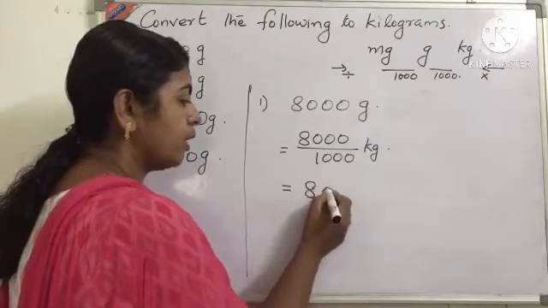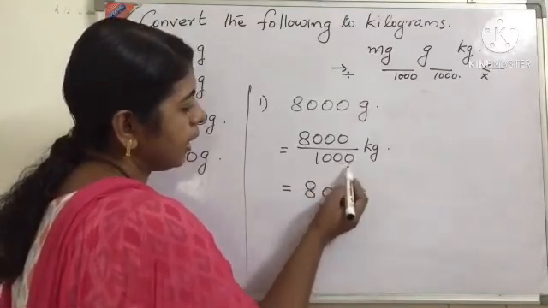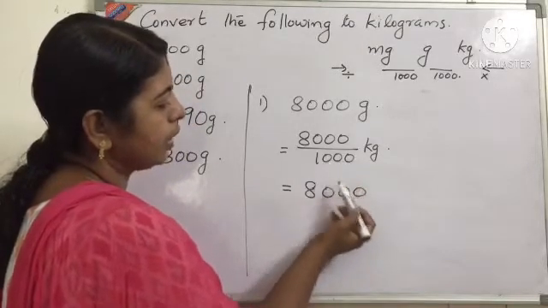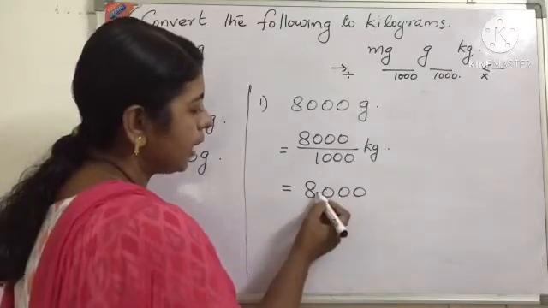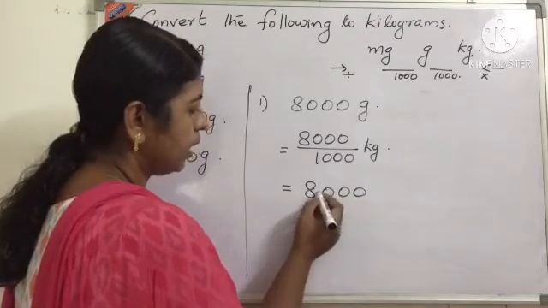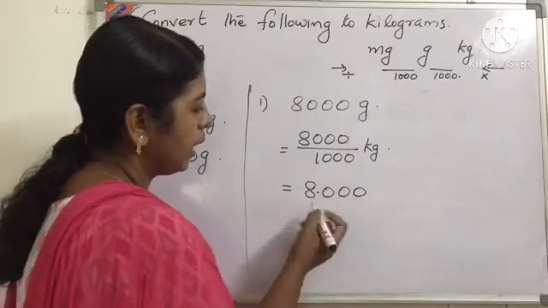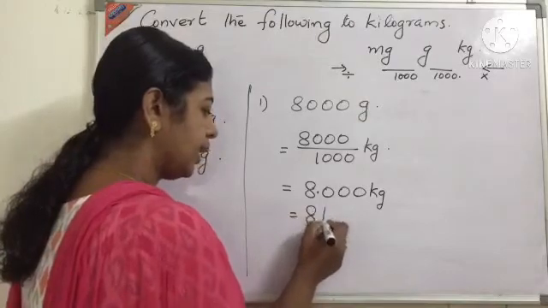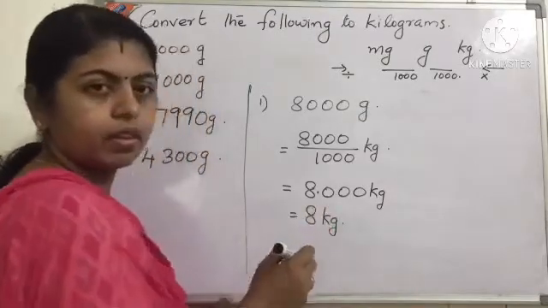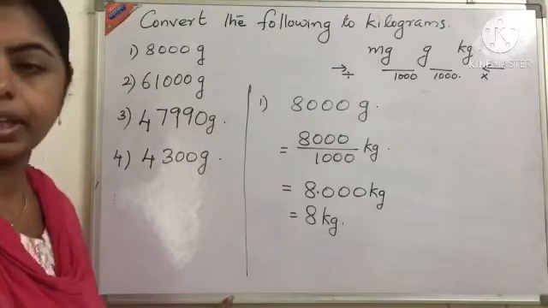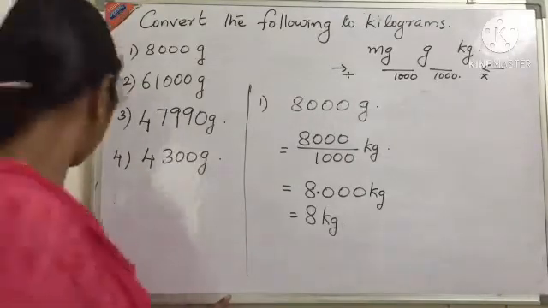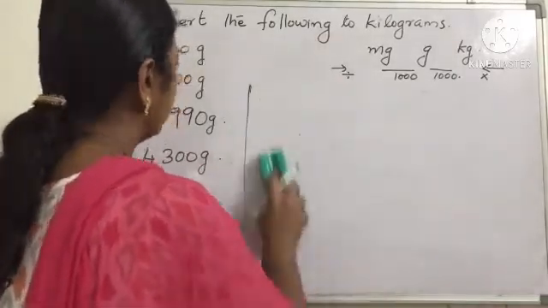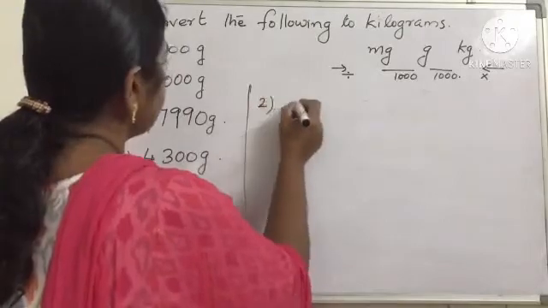So how to do? First we want to write the numerator. After that, from right to left, after 3 digits, here 3 zeros are there, 1 2 3. After 3 digits we want to give a decimal point. Here we want to give this. Okay, then this much kilogram, here all are 0, so what can we write? 8 kilogram. Okay, then the next question, question number 2.